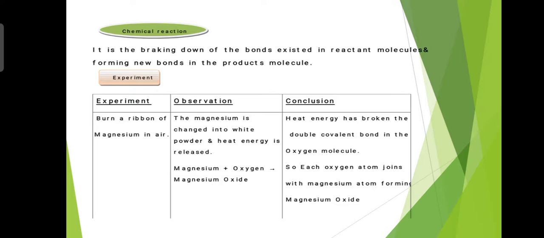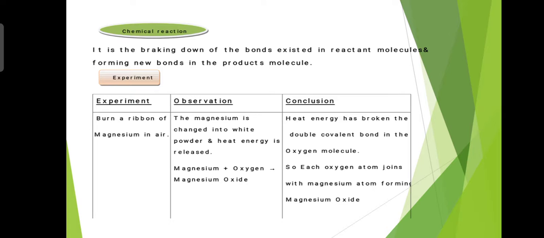First, a chemical reaction is the breaking down of the bonds existing in reactant molecules and the formation of new bonds in the product molecules. For example, if we burn a ribbon of magnesium in air, what happens? The magnesium is changed into white powder and heat energy is released. So magnesium with oxygen produces magnesium oxide.